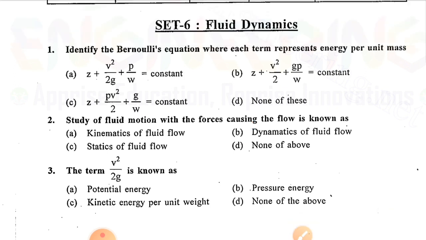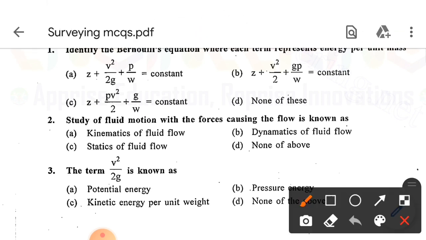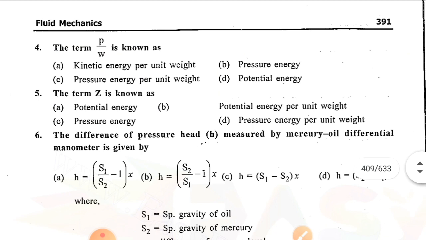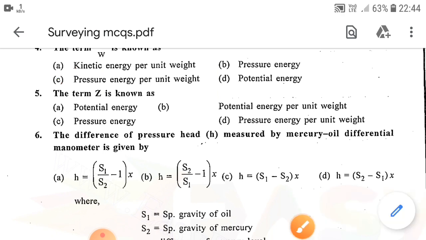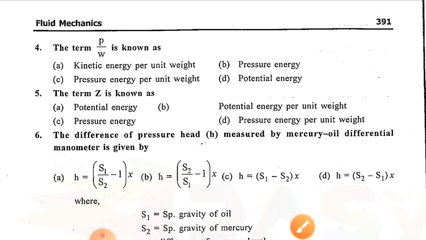Question number 3, the term V square by 2G is known as. Option C is correct, kinetic energy per unit weight. Question number 4, the term P by W is known as. Option C is correct, pressure energy per unit weight. Question number 5, the term Z is known as. Option B is correct, potential energy per unit weight.